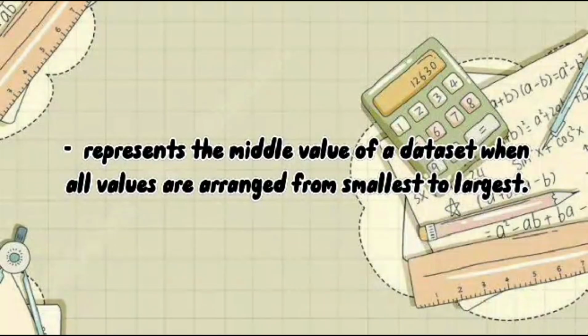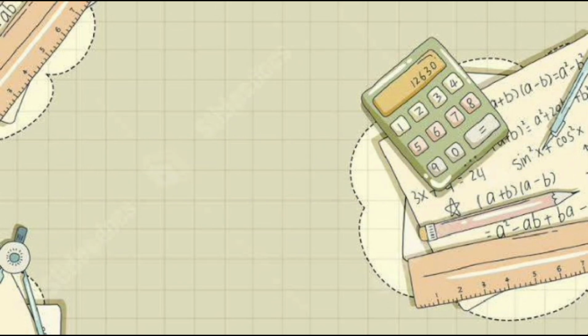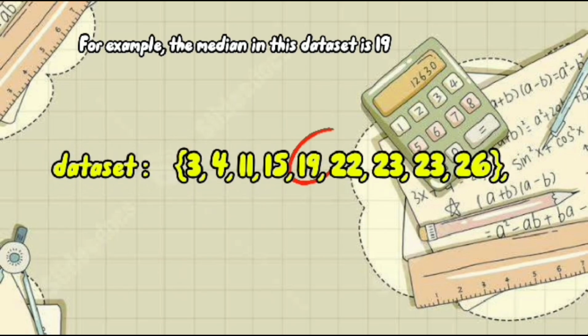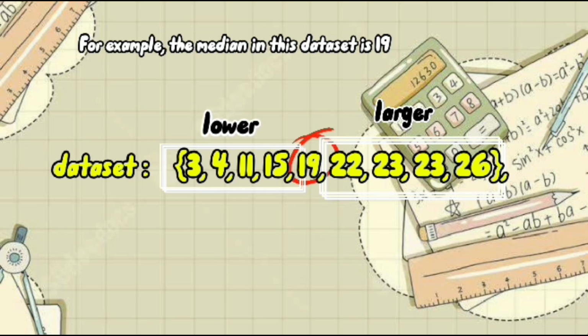The median represents the middle value of a dataset when all values are arranged from smallest to largest. For example, the median in this dataset is 19. The median also represents the 50th percentile. Exactly half the values in the dataset are larger than the median, and half are lower.